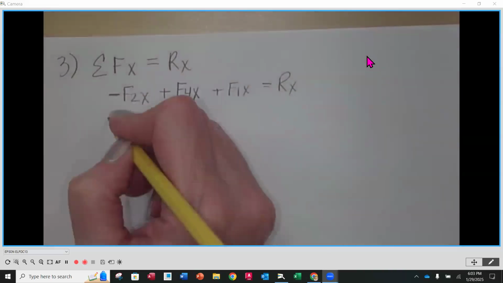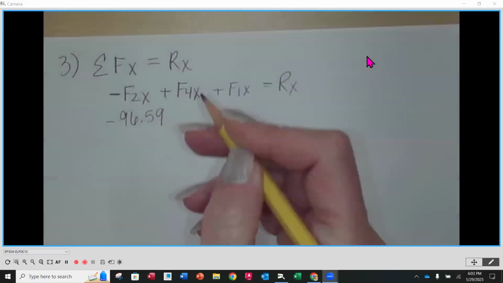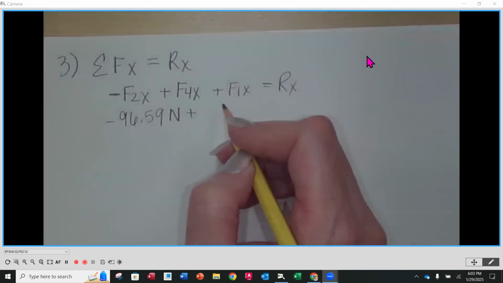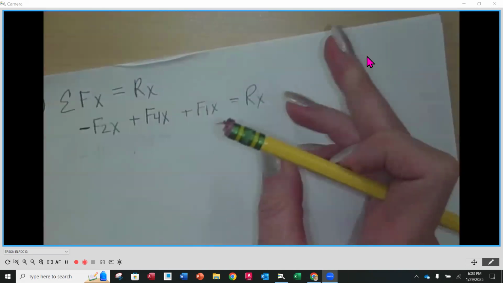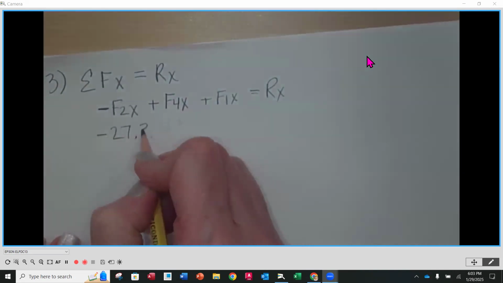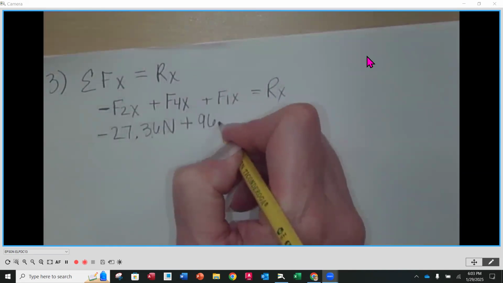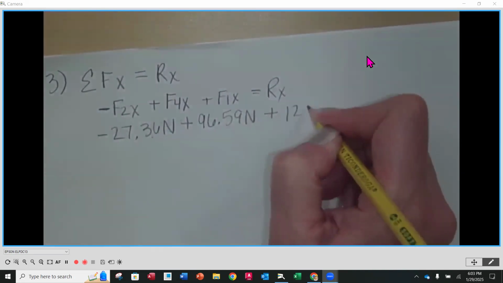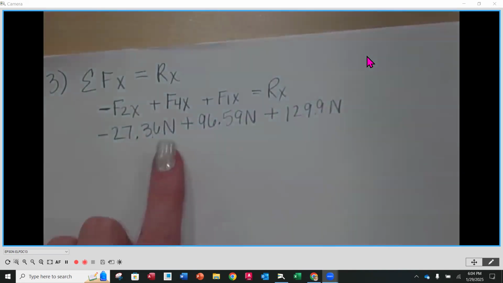So I'm going to have a negative 96.59 newtons because we're putting our units in all phases of the problem. Oh, I did that wrong. I'm so sorry. F2X is the second one, negative 27.36. Sorry about that. Plus now 96.59 newtons plus 129.9 newtons. Okay. Newton, Newton, Newton.